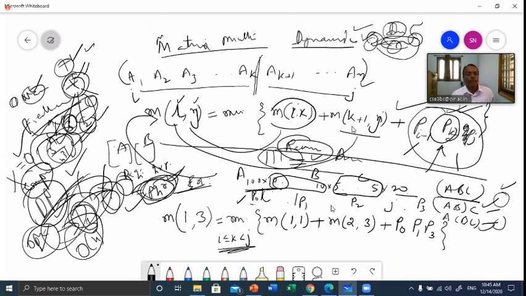Are you clear? In your examination, they may give it to you like this: P naught is this, P1 is this, P2 is this, P3 is this. Like this you have to apply.